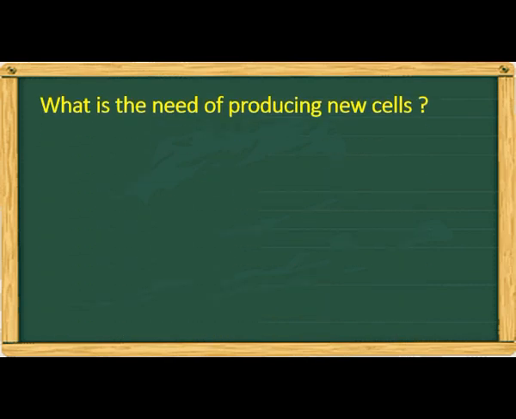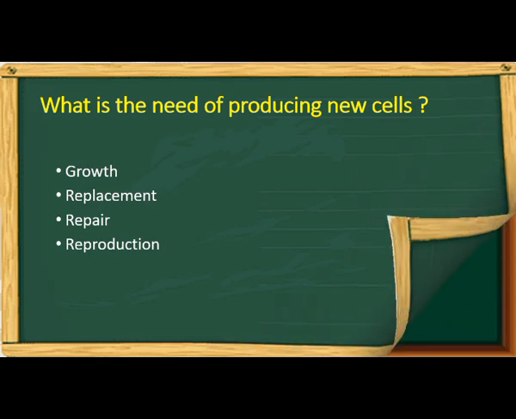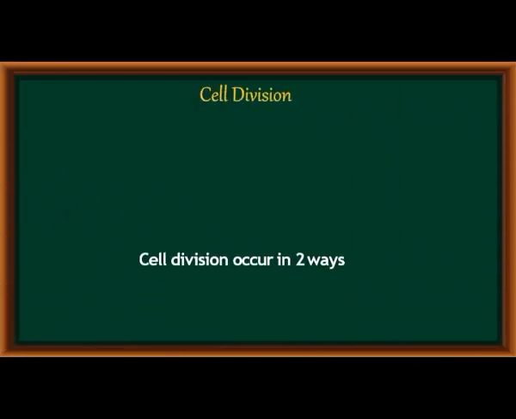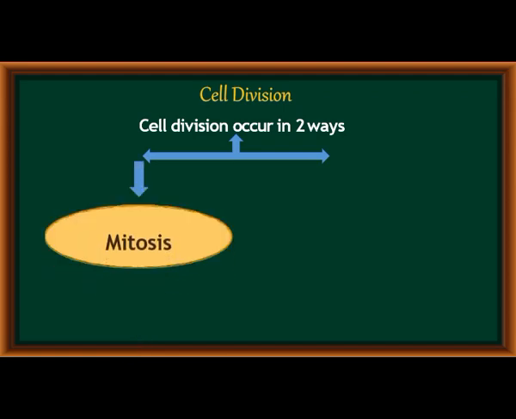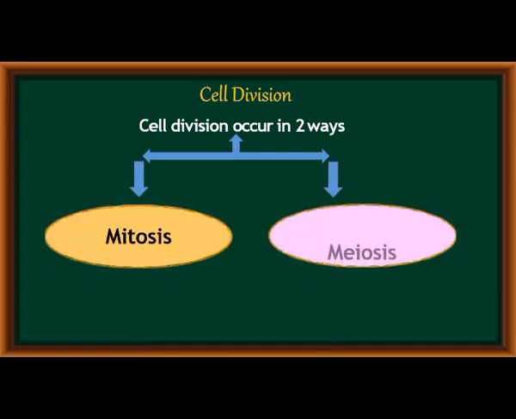Next, what is the need of producing new cells? So new cells are produced mainly for four reasons. It is for growth, for replacement, for repair, and for reproduction. Cell division occurs in two ways: mitosis and meiosis.